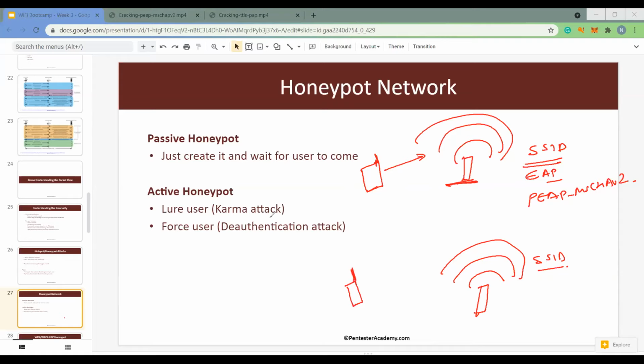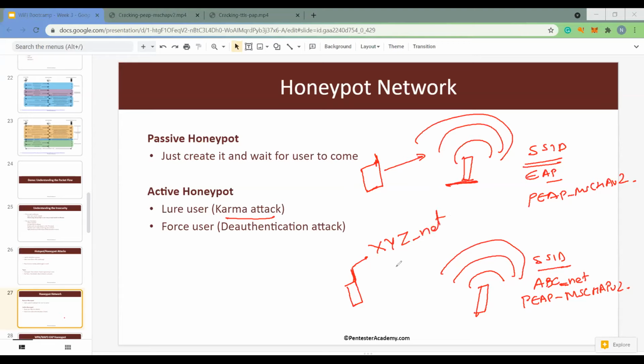So what are karma attacks here? Suppose we have created an SSID, say ABC underscore net. This is our SSID, okay? And it is using PEAP, MS-CHAPv2, right? Now this client is not looking for this specific network, but it is looking for, say, XYZ underscore net.